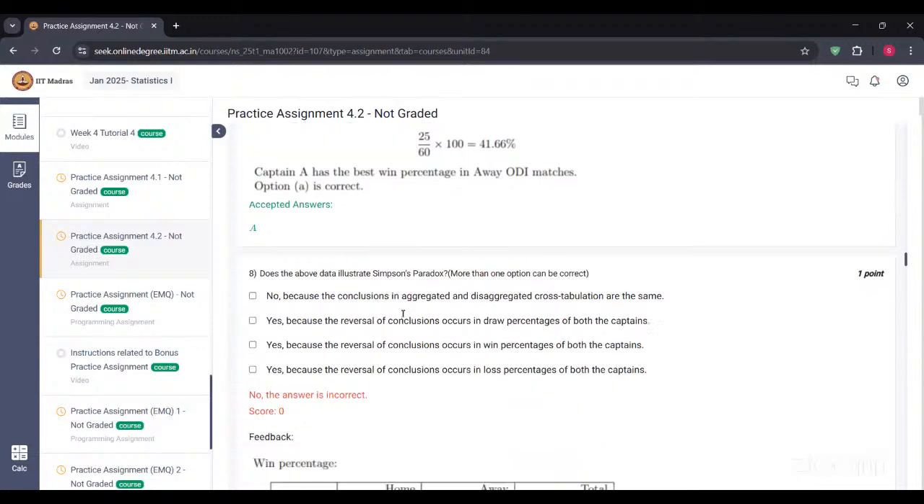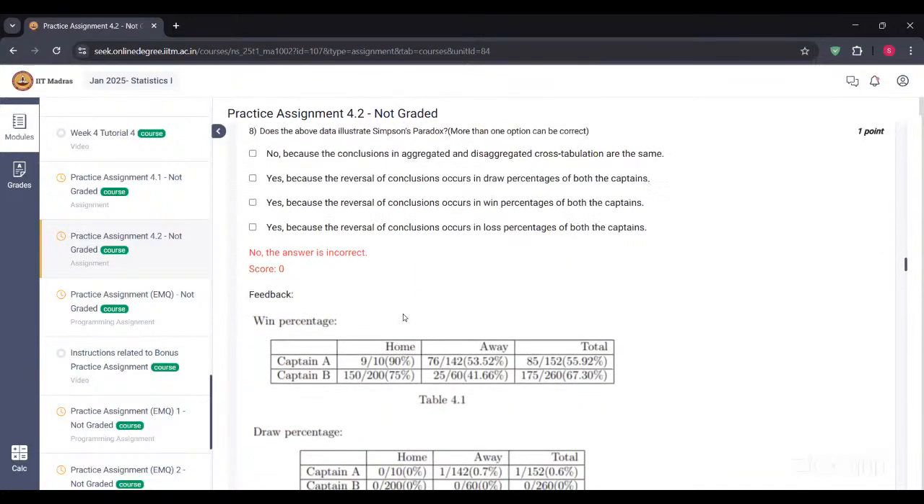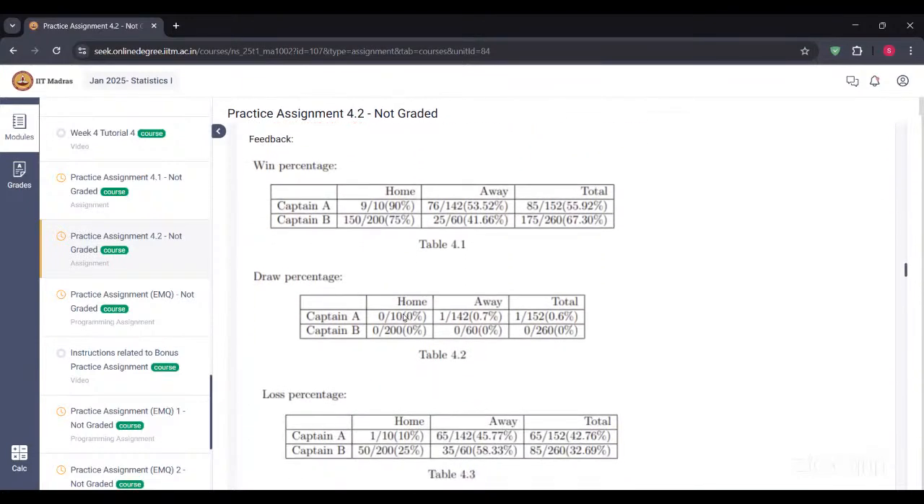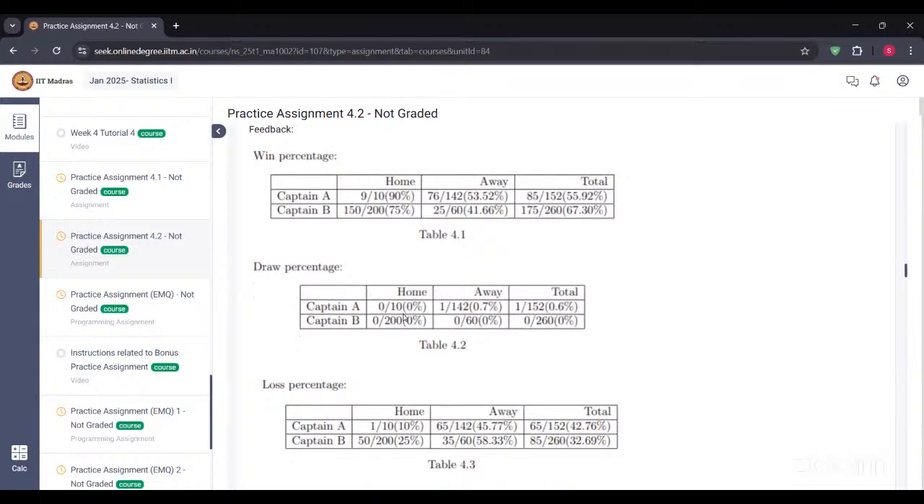Okay. In Simpson paradox, we are basically just calculating. Firstly, we have calculated the winning percentage here. For home it is 90%, for away it is 53.52%, and the total is 55.92% for captain A. Similarly, we have calculated for captain B, home, away, and total. We are just calculating the percentages.